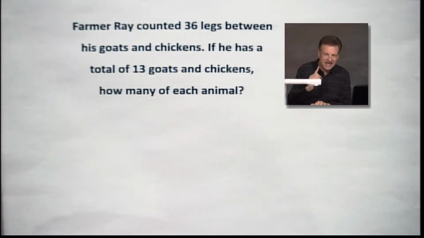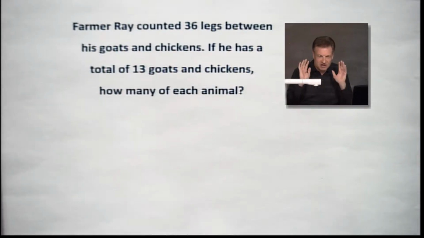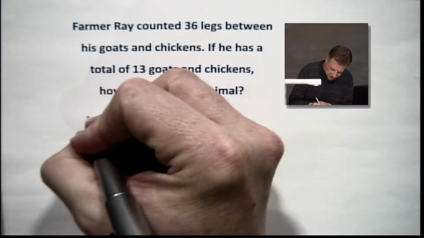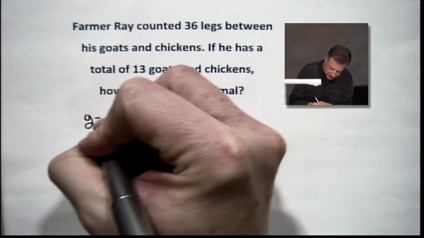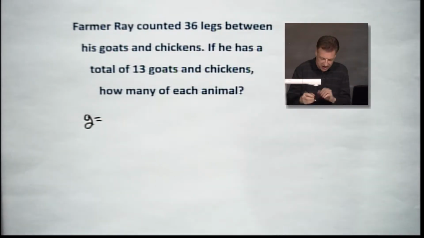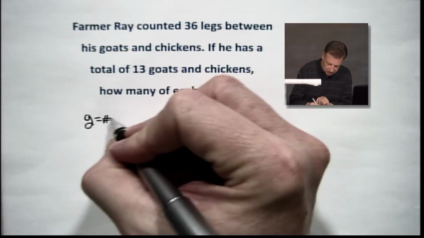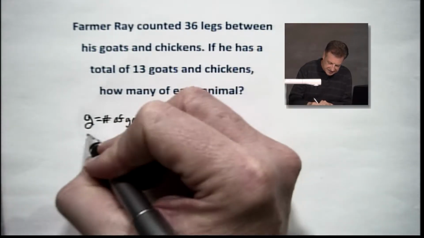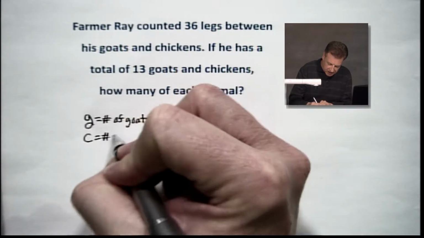So let's talk about the legs here. Actually, first of all, let's just use G and C for goats and chickens, all right? So let's see. We'll let G equal goats, all right? That's going to be the number of goats because we don't know that. We're going to let C equal the number of chickens.